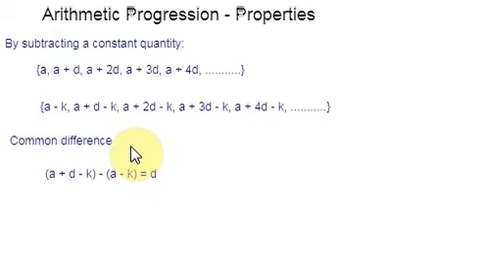So hope you're clear with the first property, by adding a constant quantity and by subtracting a constant quantity. You can try some numbers. You can take any arithmetic progression and a constant k and try adding the same constant quantity. The resulting sequence would also be an arithmetic progression with the same common difference. You can try for both addition and subtraction.